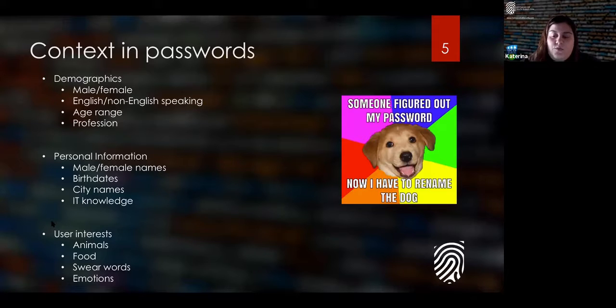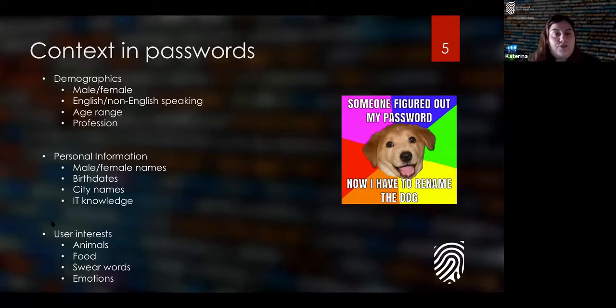Another study has shown that users generally have a very biased understanding of password security. For example, they tend to overestimate the security increase by adding numbers at the end of a password, and they tend to underestimate the predictability of using keyboard walks or common phrases in their passwords. Some of the categories that play an important role in passwords, as you can see, are demographics, personal information, and user interests.